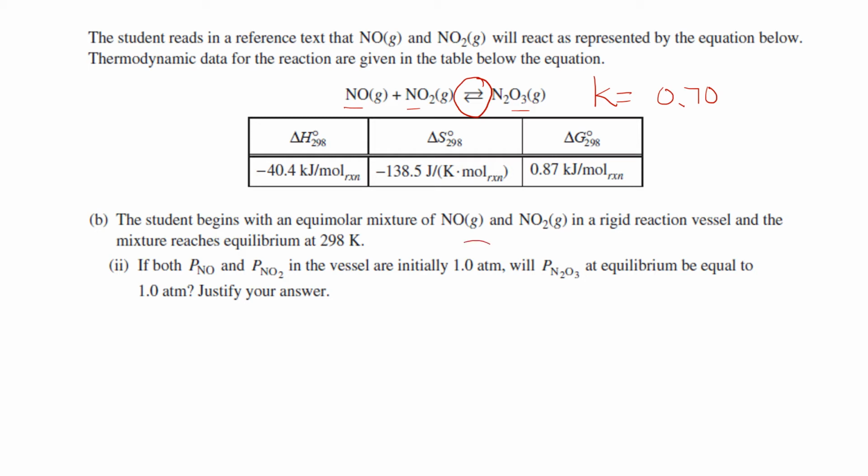The only way I would reach 1 atm if I start with 1 atm is if it went to completion. So I would only have 1 atm of my product if I went to completion. And because this is an equilibrium reaction, there is going to be a significant amount of your reactants present at equilibrium, so you're not going to reach that because you've got a 1-to-1-to-1 here.